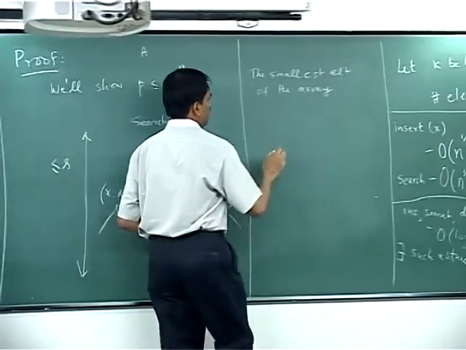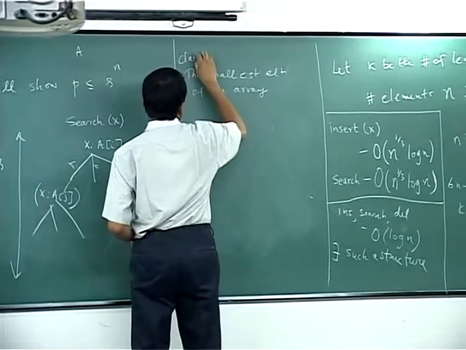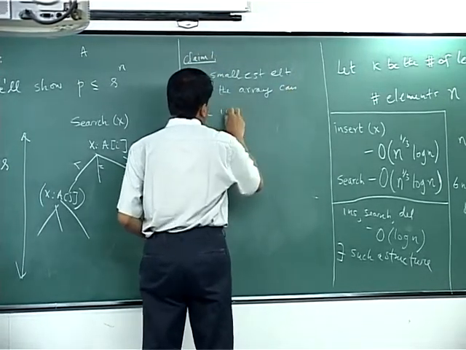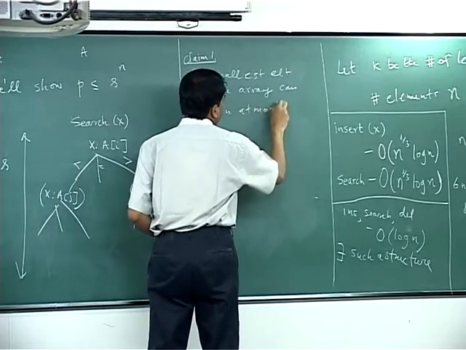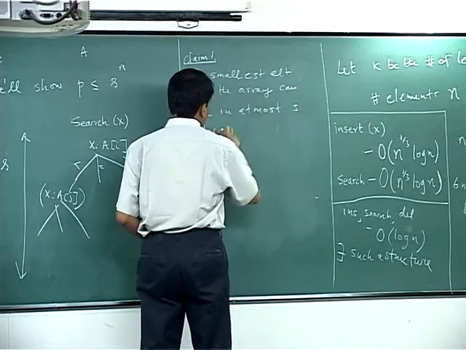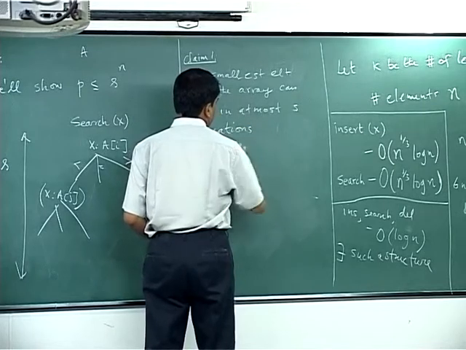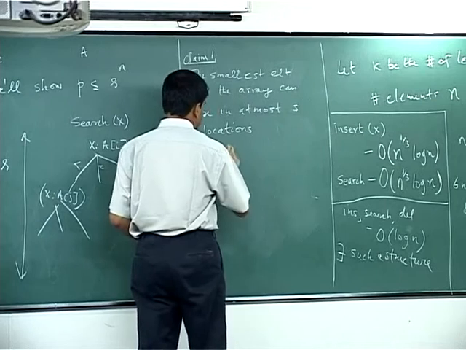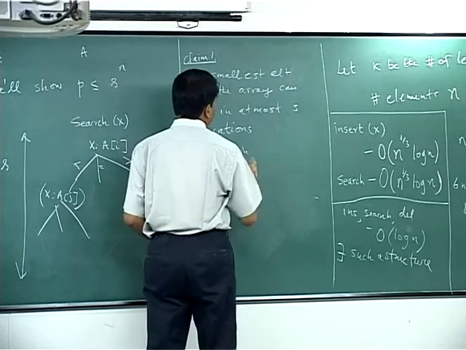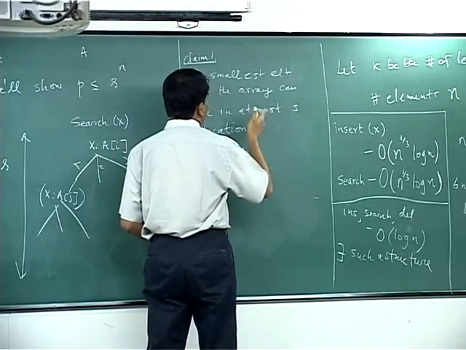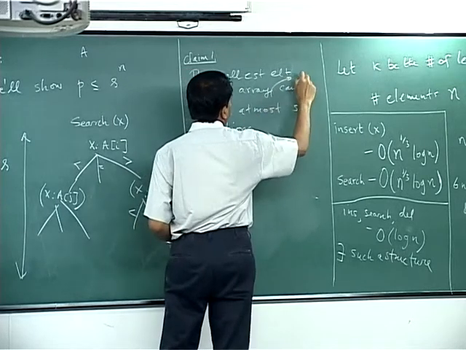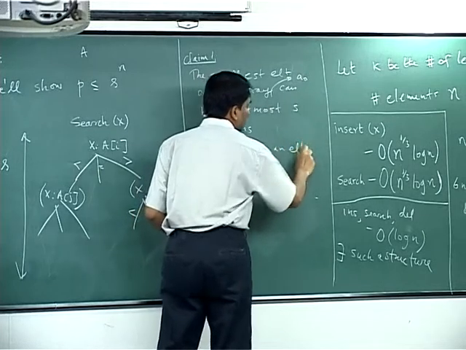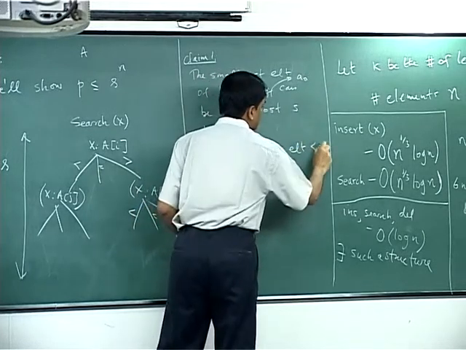Okay. So, this is the claim: it can be in at most s locations. And the proof is this: let us call the smallest element of the array some a0. Search for an element less than a0.